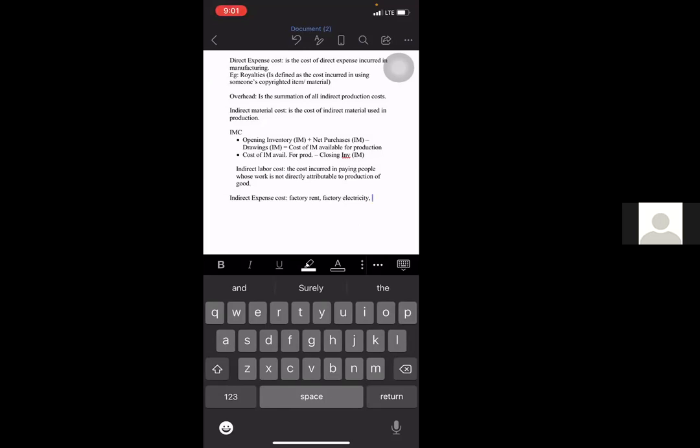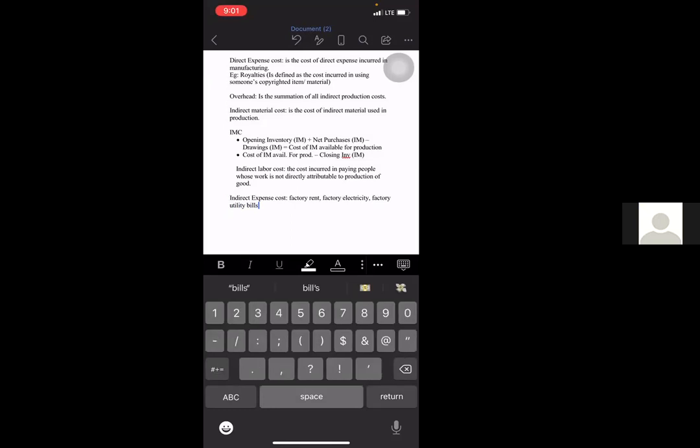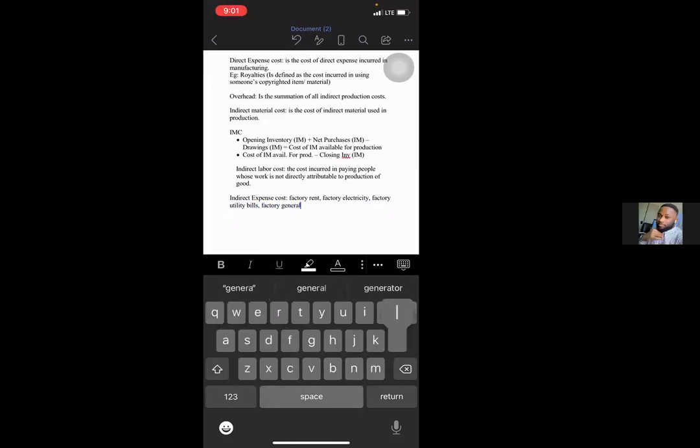What are some of the examples of indirect expenses? Water bills. Okay, so factory utility bills. What again? General expenses. Factory general expense. What again? Depreciation on factory equipment. What again? Factory light and heat. Factory insurance. All right, etc. So all these are classified as indirect expense cost.